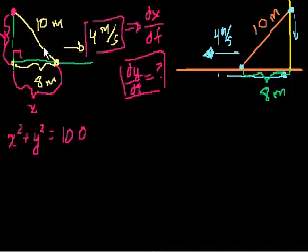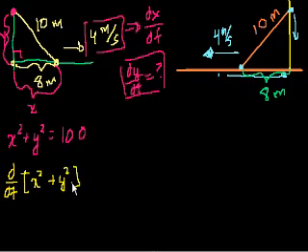I know that seems very complicated, but essentially all we do is take the derivative of both sides of this equation with respect to time. So let's take the derivative with respect to time of x squared plus y squared equals 100, and we have to do it on both sides of this equation.